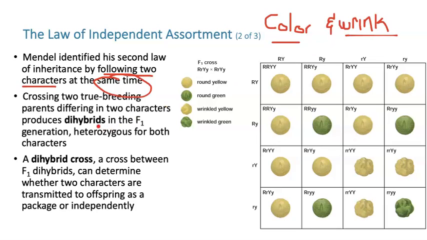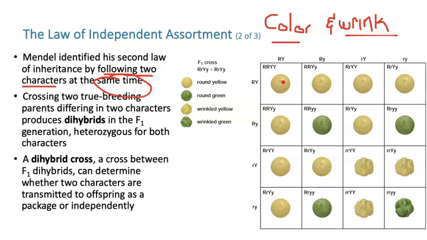And we use the term dihybrid to refer to crossing two true breeding parents, looking at two characteristics. That's the word dihybrid. And a dihybrid cross is a cross between the F1 dihybrids. So how do you keep track of two traits at the same time? One of the things that I like to do is look at each offspring in the cross and really pay attention to each trait that it has.